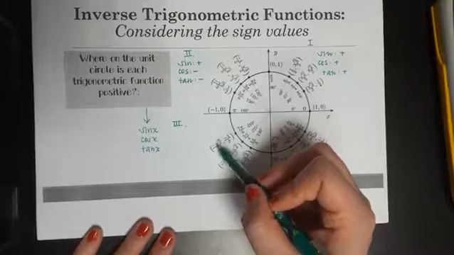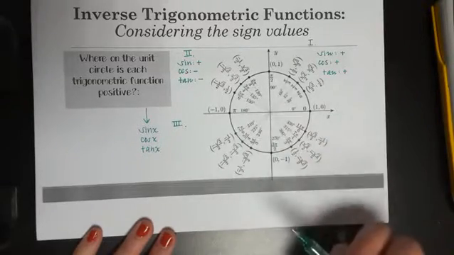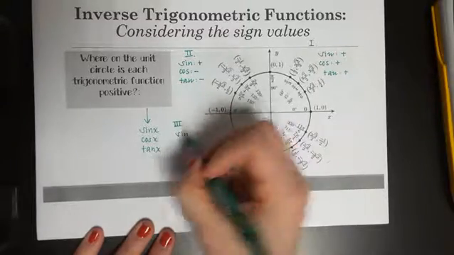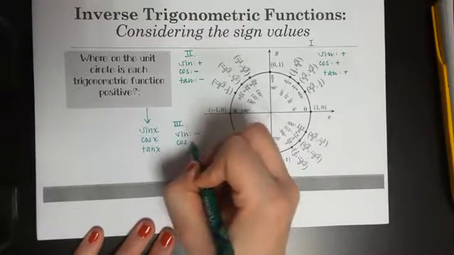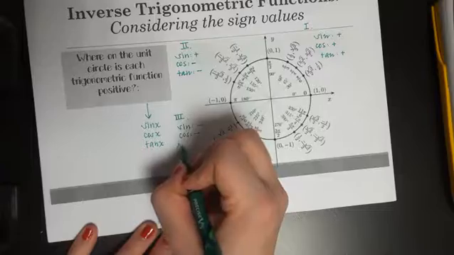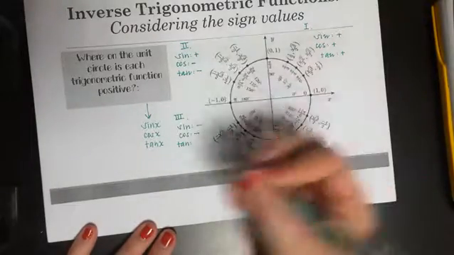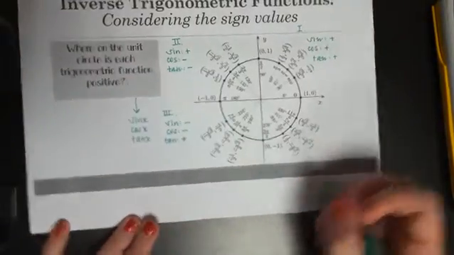Then we come down to quadrant 3. Here, all of my x terms are negative, all of my y terms are negative. So that means my sine is going to be negative, my cosine is going to be negative, and then my tangent value, well, that's going to be positive because I have a negative divided by a negative.